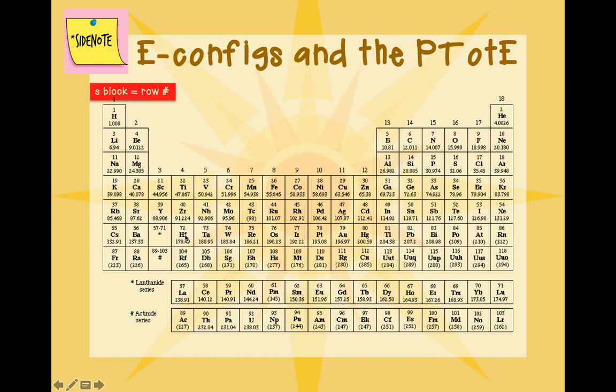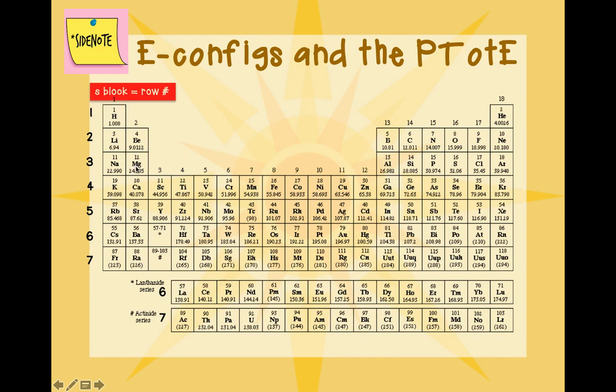So the first thing we would know is that these first two columns, remember, represent the S block. And when I say that S block equals row number, well, the row number has to do with its energy level. So for example, the electron configuration for H would just be 1s1 because it's in the first column of the S block in the first energy level.